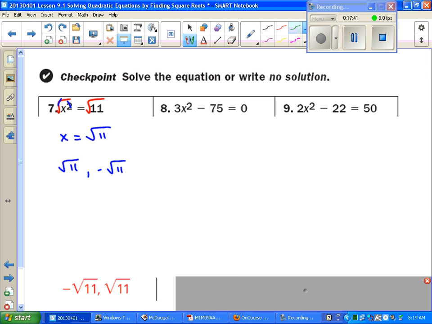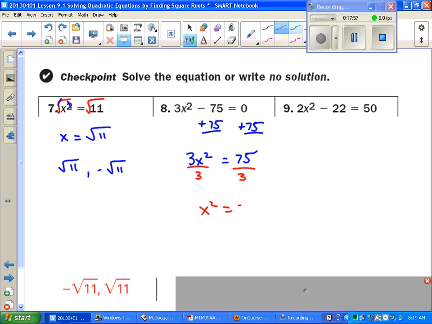3x squared minus 75 equals 0. Undo minus 75 by adding it to both sides. Again, just balance the equation out. 3x squared equals positive 75. Get rid of 3 times something by dividing by 3. Balance it on that side.